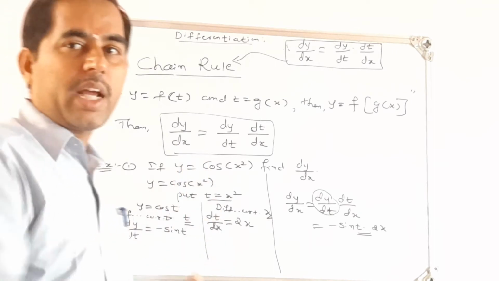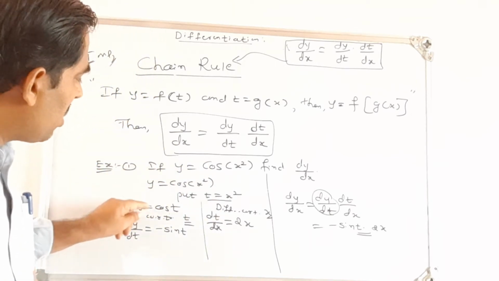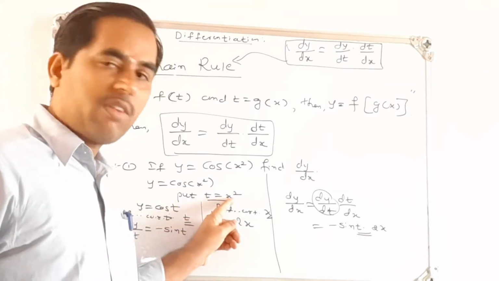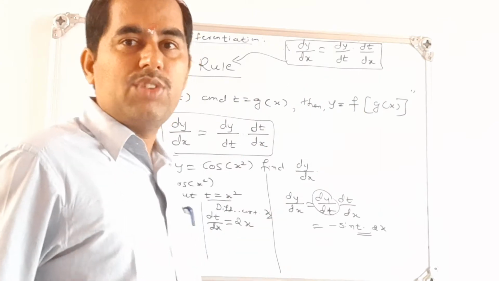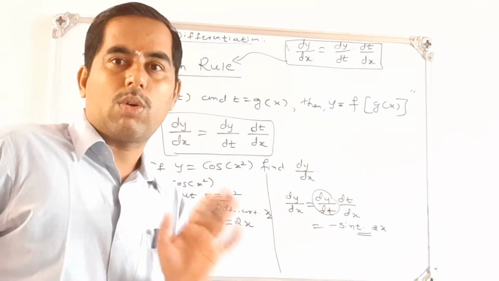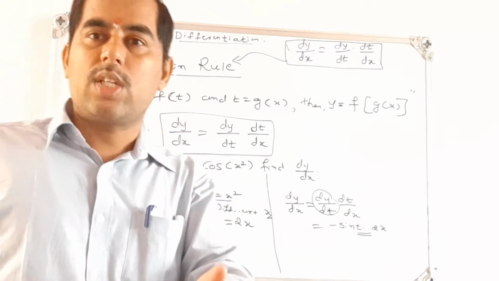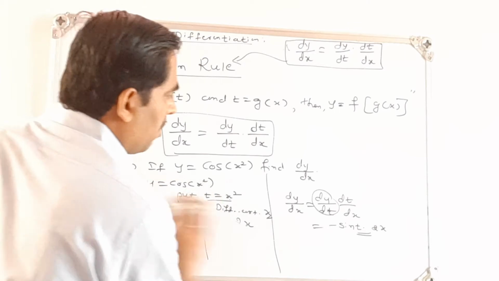In this way we can use the chain rule. Here y is a function of t and t is a function of x. That is why it looks like y is a function of a function f of g of x. Then we can use dy by dx is equal to dy by dt into dt by dx. In this way we can work out the problem. So see here, the same problem. I will show another method here.